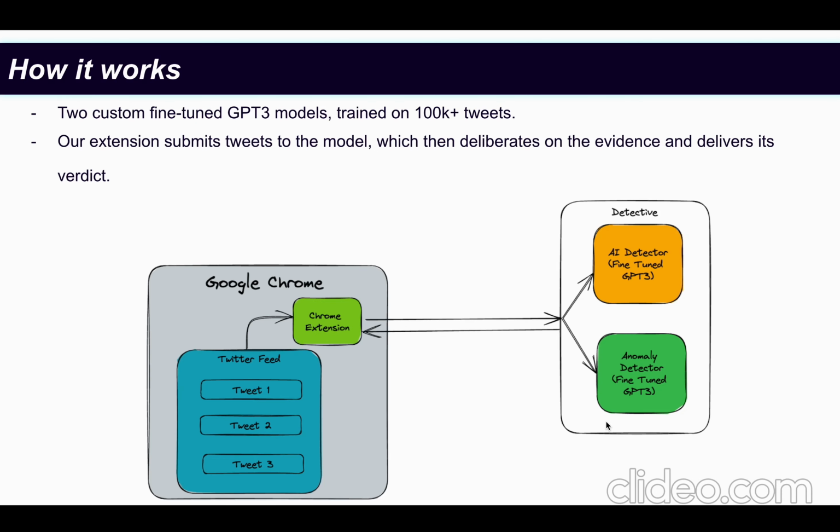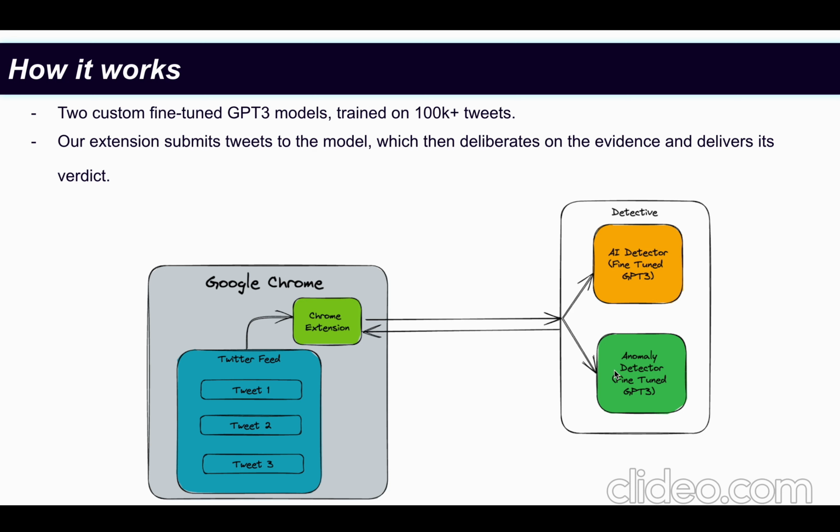So how does it work? We trained two custom models. We fine-tuned GPT-3 on hundreds of thousands of tweets. The first one is an AI detector, which was simply trained to classify a tweet as generated by human or AI. For this, we fed the model tweets generated by humans, asked it to extract the context of the tweet and then generate its own tweet. Then, given these two sets of tweets, we trained it to differentiate between them. And this model has achieved an accuracy of 98%.